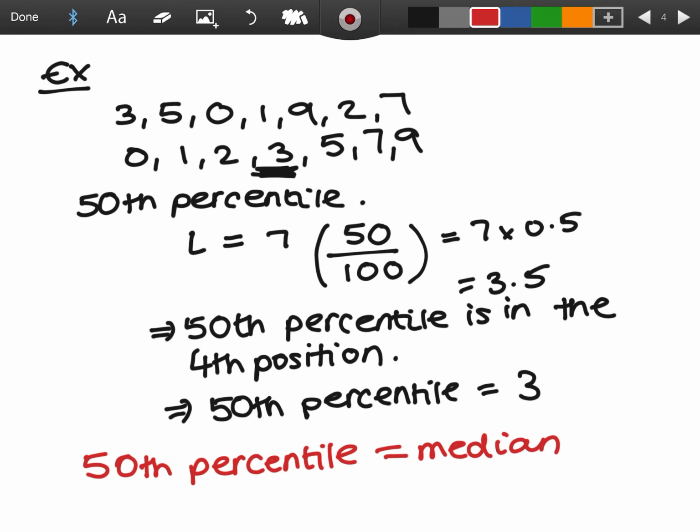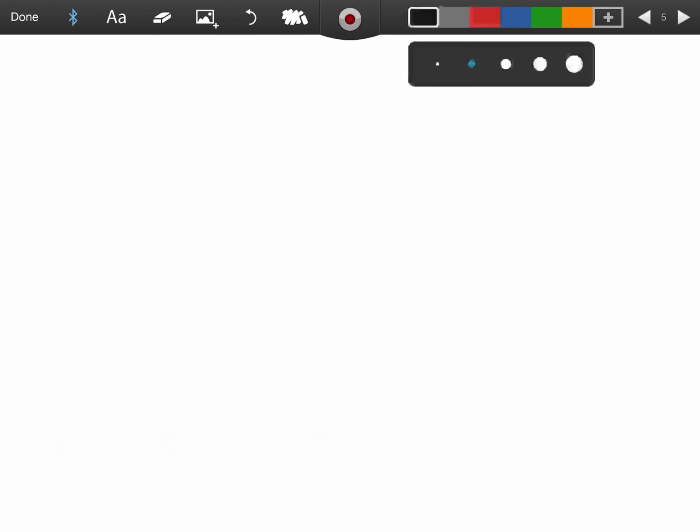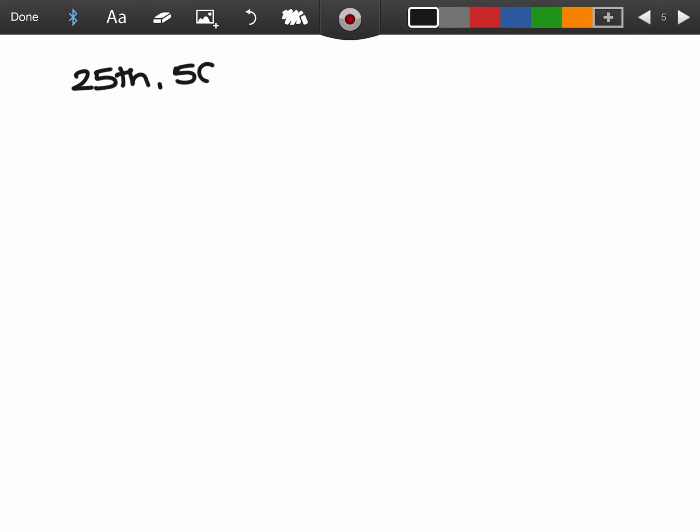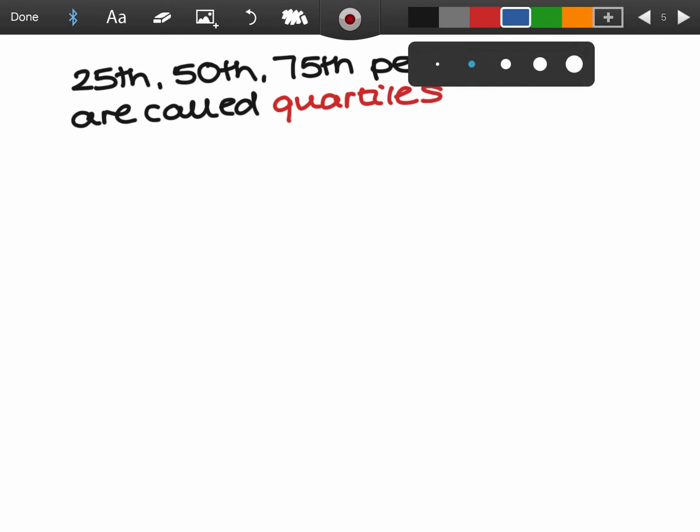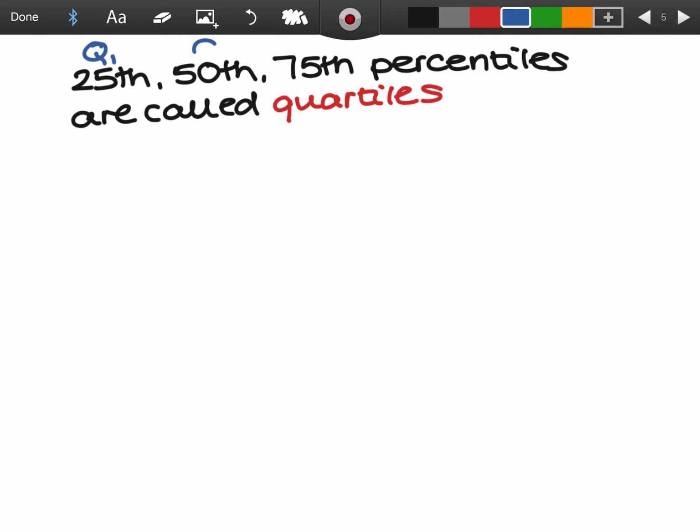We actually have another name for some particular percentiles. They're called quartiles. The 25th, the 50th, and the 75th percentiles are called quartiles. These are the ones that you're going to see most often as we carry on in this course, okay? And they're actually labelled Q1, Q2, and Q3.